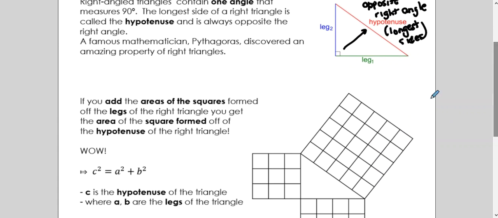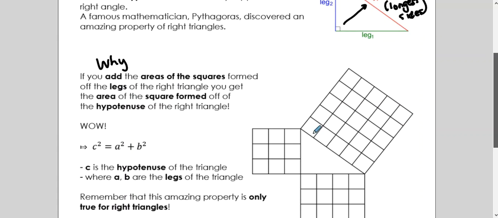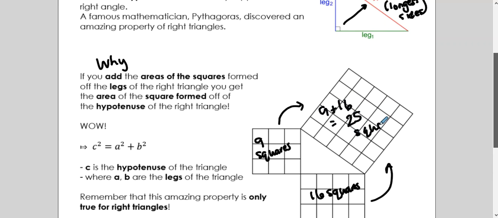One of the reasons why this works is that if you add up the areas of the squares of the legs of the right triangle, you get the area of the square on the other side. So here I have 9 squares. Here I have 16 squares. Well, if we move those over here, we actually get 25 squares. And the keyword squares is based on that formula. You may have seen that formula so far.